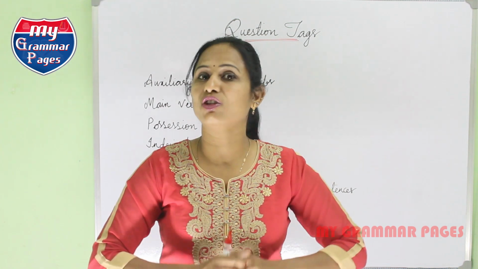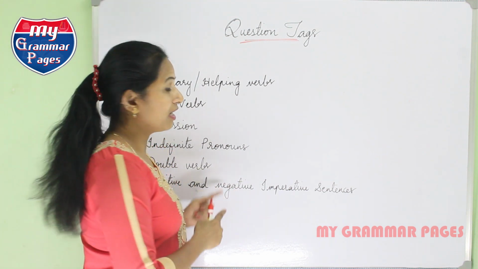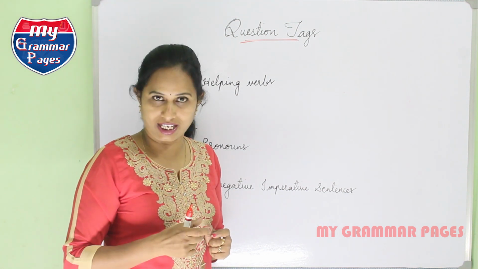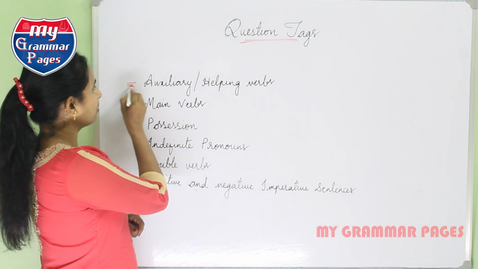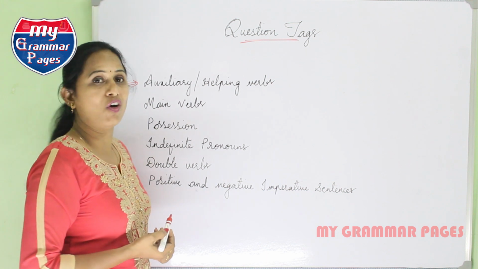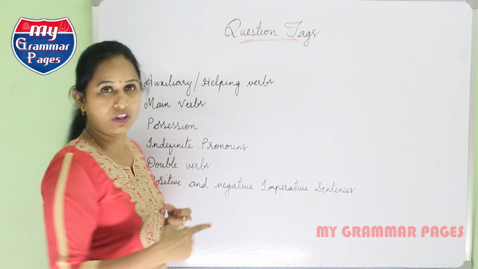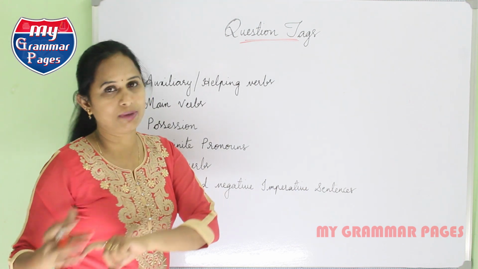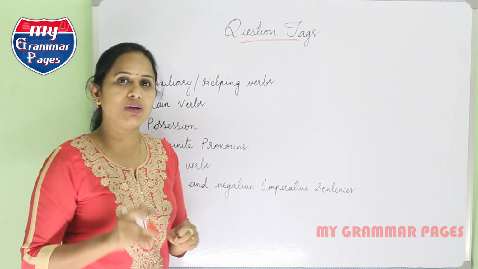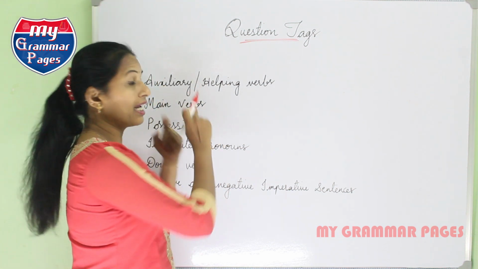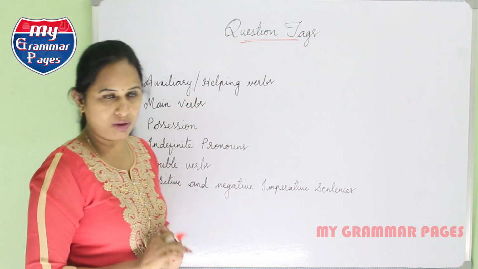All the question tags are not similar, but they vary depending upon the features of the sentence you are taking, and it changes depending upon the auxiliary or helping verbs. Some sentences will definitely take auxiliary or helping verbs, and the tag will be totally different. And sometimes just a main verb will be present in the statement without the support of an auxiliary or helping verb. For that, the tag will be different.